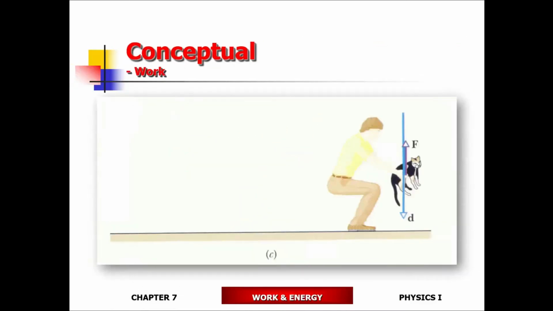Okay, if you're lowering the cat down, notice that the force is there to balance the weight of the cat, and the motion is in the opposite direction. So in essence, the force opposes the motion itself. In that case, negative work is being done on the cat, which means the cat is losing energy. When you lift the cat up, you're energizing the cat. When you're putting the cat down, you're taking that energy away.